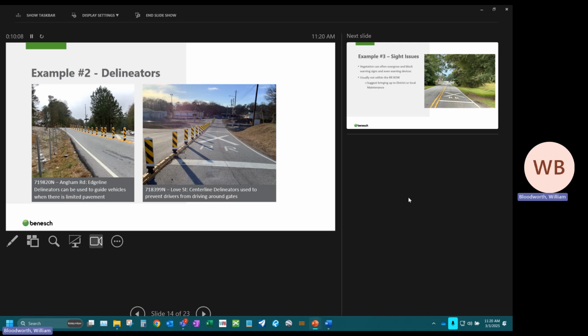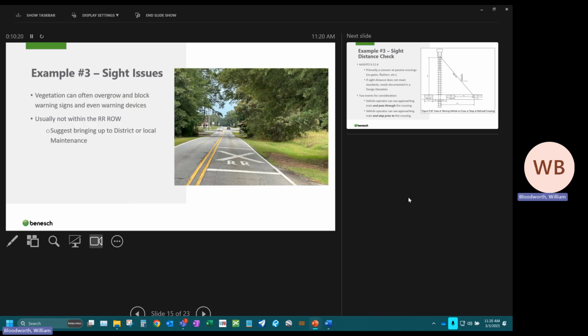And then in the image on the left, you can see clear edgeline delineators. Typically, those are used when there's not a whole lot of pavement over there, a soft shoulder, etc. And I'm going to pass it back to Molly to go over some more examples.